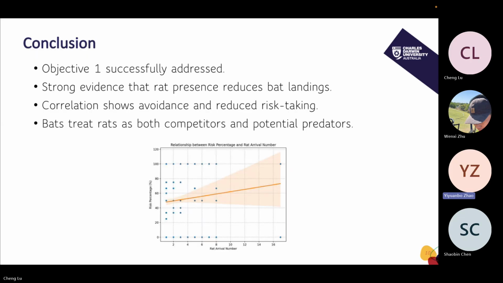Next page, please. The conclusion, the key takeaways. For objective 1, rat presence clearly reduces bat landings. Strong evidence that bats treat the rats as threats. And the second one, the risk-taking behavior is linked with the rat arrivals, through higher variability. So the main story is avoidance dominates, but some bats increase their risk when they choose to forage.